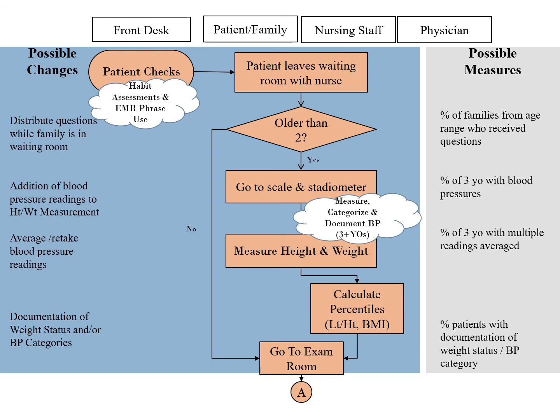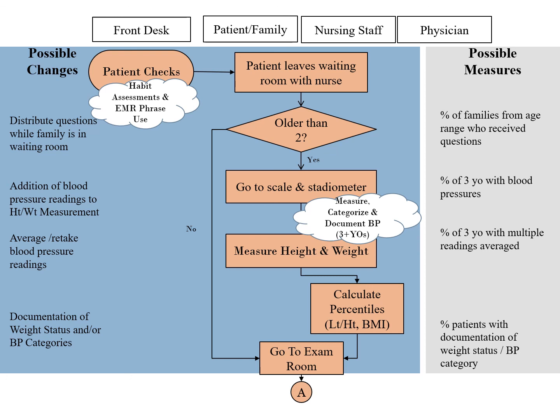So looking at the habits assessment and EMR phrase, distributing the questions while the family is in the waiting room. That might be one way that we trial things in a PDSA cycle. And a way to measure that would be the percent of families from a specific age range, let's say newborn to 24 months, who actually receive the questions. So keeping a quick tally of this will inform you within one clinic's afternoon how well this specific change around that cloudy area has worked or not worked and how it's impacted flow. And you can build upon those lessons.